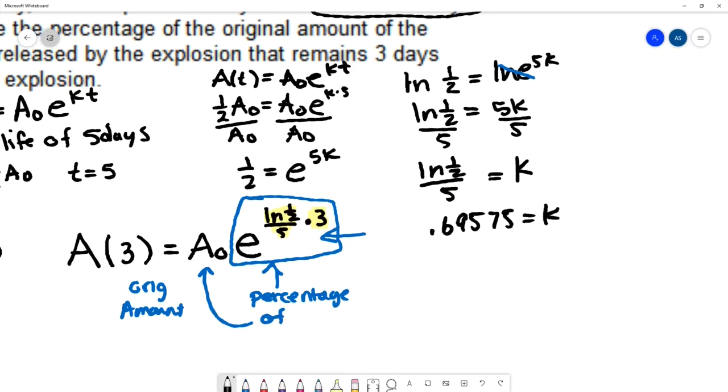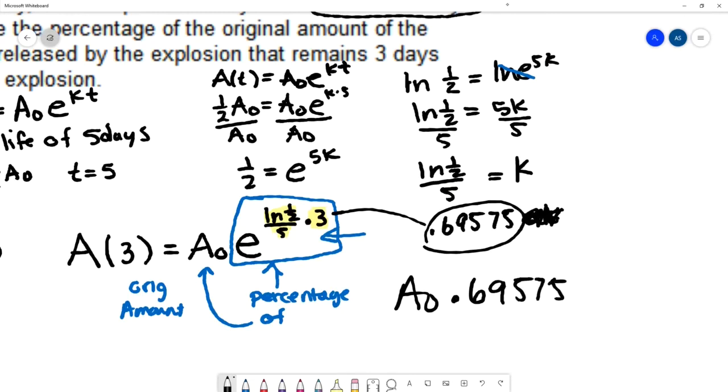That's not our K, that's right here. So we have A naught times 0.69575. And we turn this into a percentage, and this is going to be the percentage that's remaining after 3 days. Now remember, you have a half-life of 5 days. So we're going to have 50% in 5 days. We have less than 5 days, so we still have more of that amount left, more than 50% left.